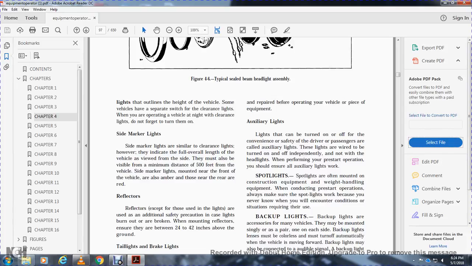Side marking lights are similar to clearance lights; however, they indicate the full overall length of the vehicle. They must also be visible at a minimum distance of 500 feet from the vehicle's side, with the markers mounted near the front of the axle, and also aimed at those near the rear, in red.